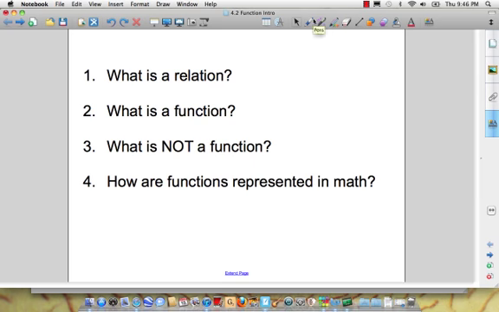After viewing this tutorial, you should be able to answer 4 questions. What is a relation? What is a function? What is not a function? And how are functions represented in math? So I'll go through each of these questions one at a time, and then there'll be a short homework assignment at the end.